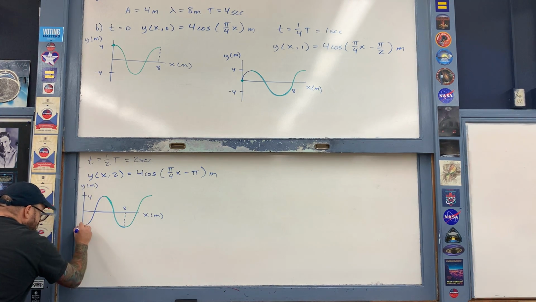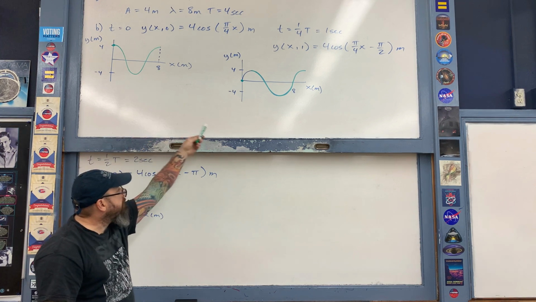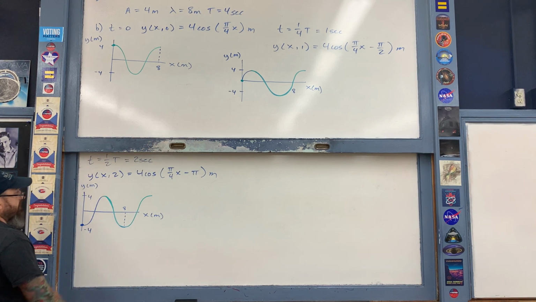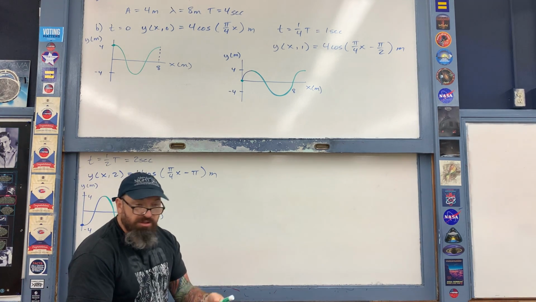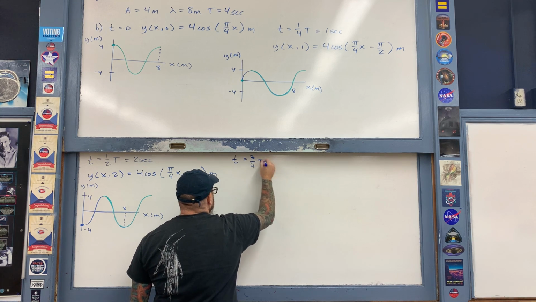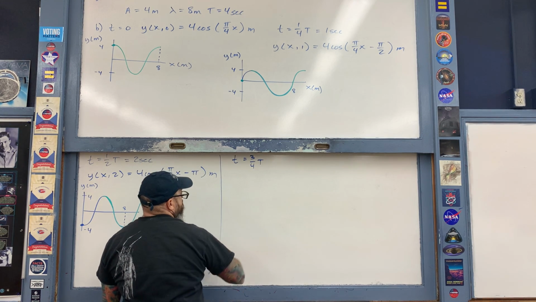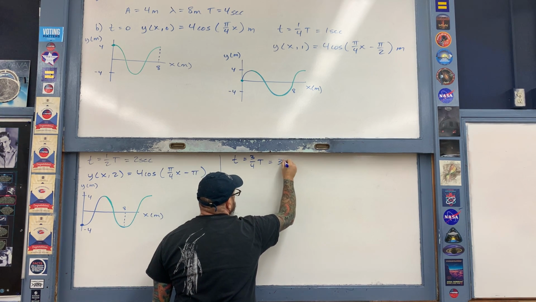Take a look at the little oscillator that we're following in this process. Notice that it has undergone 1/2 of an oscillation in 1/2 the period. Okay, here is the next graph. Let's now see what happens at 3/4 of the period. At 3/4 of the period, this is 3/4 of 4 seconds, which is 3 seconds.